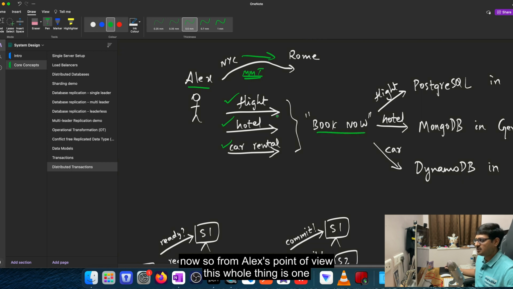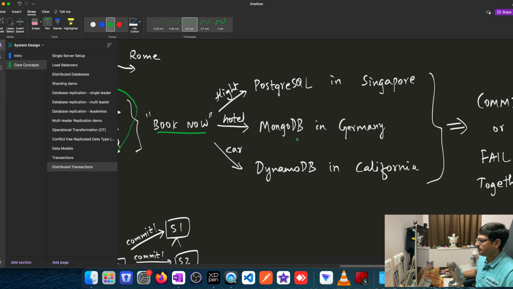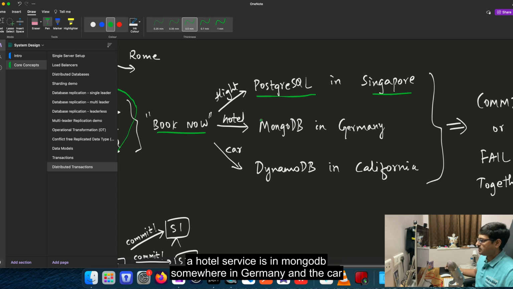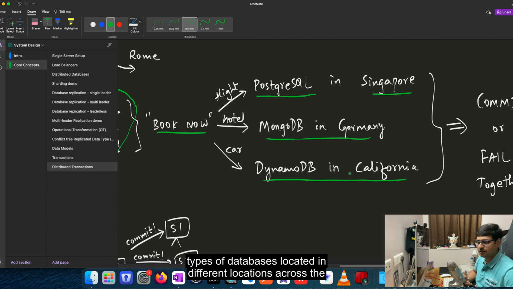From Alex's point of view, this whole thing is one operation. It's going to some server, which is making sure that the flight is booked, the hotel is booked, and the car rental is booked, right? But from the system point of view, let's see what's happening. The flight service is in a PostgreSQL database somewhere in Singapore. The hotel service is in MongoDB somewhere in Germany, and the car rental service is in DynamoDB in California. So there are different types of databases located in different locations across the globe.